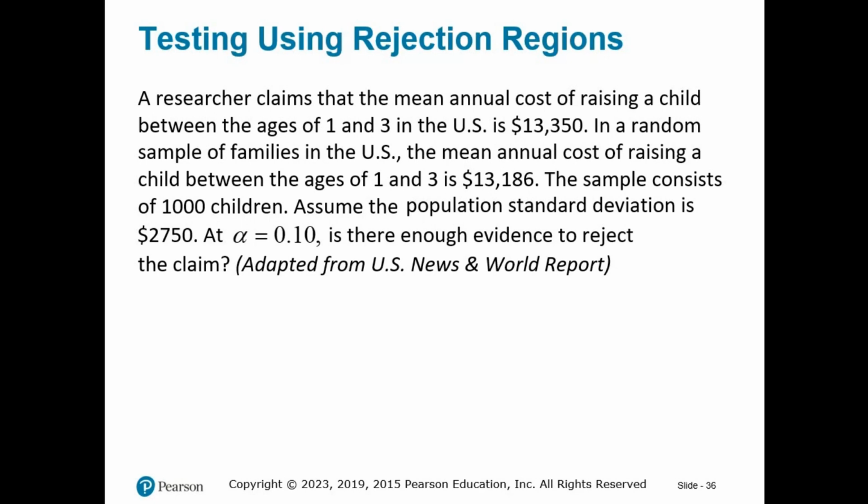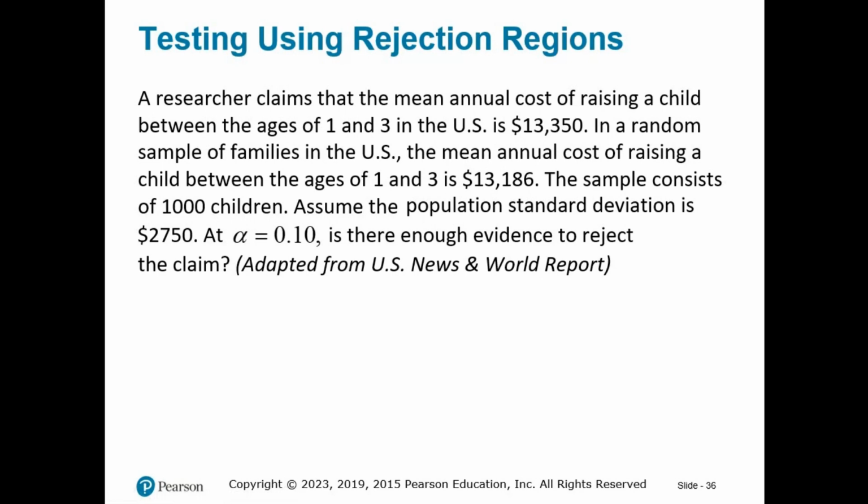So we need to start by checking the conditions. Did they give us sigma, population standard deviation? Yes, it is 2750. Is the sample random? They say yes, it is. Is the population normally distributed, or is the sample greater than or equal to 30? It does not mention being normally distributed, but the sample is large at 1,000 children. So the central limit theorem comes into play.